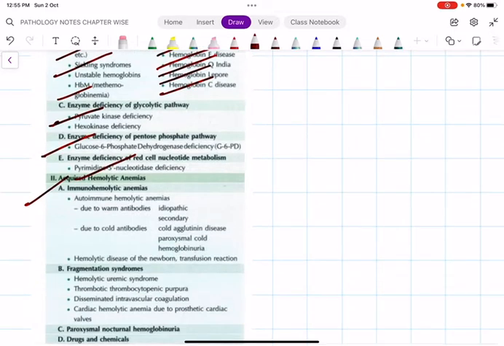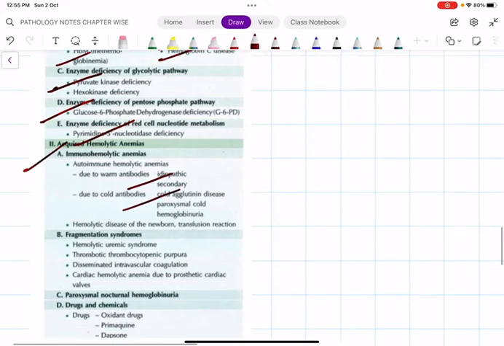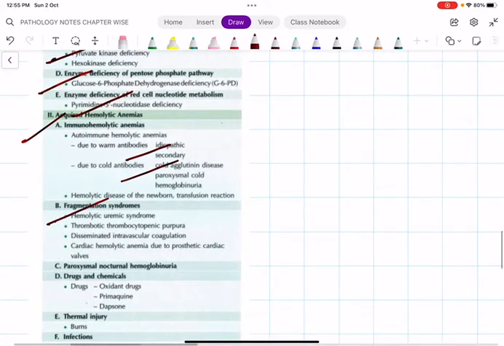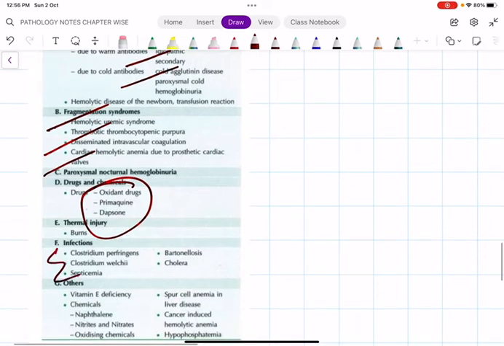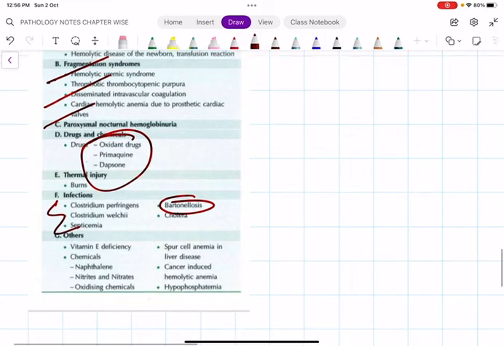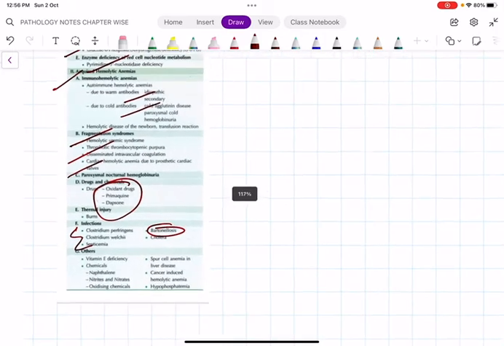Then in acquired we have immune hemolytic anemias due to warm and cold antibodies. Then fragmentation syndromes like HUS, MAHA (microangiopathic hemolytic anemia), thrombotic thrombocytopenic purpura, disseminated intravascular coagulation, and oxidant drugs like primaquine and dapsone; all these cause hemolysis. Then infections like Clostridium perfringens and Bartonellosis. This has been asked once in NEET PG: Bartonellosis causes what type of anemia? Actually it is hemolytic anemia. So these are the things that we will be broadly discussing.